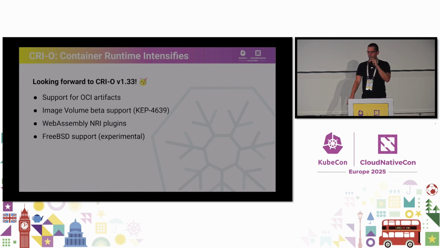It will feature support for OCI artifacts, and on the other side we also have direct support for the image volume beta graduation, which will come in Kubernetes 1.33. This means we can then also support something like WebAssembly NRI plugins, and we also have some experimental FreeBSD support.